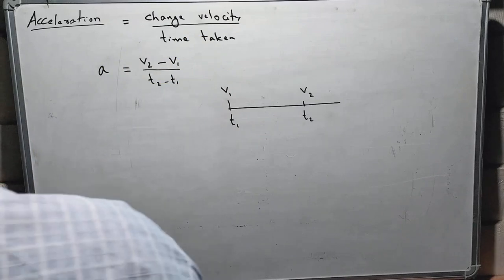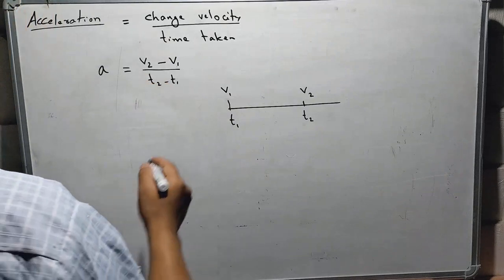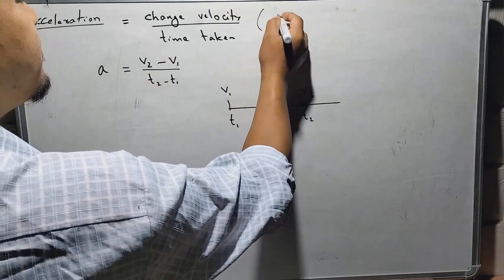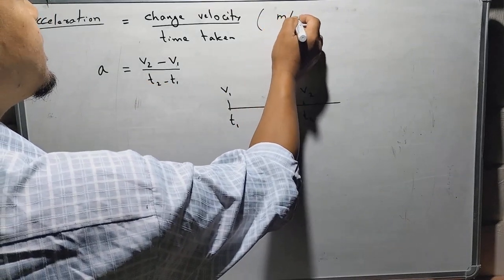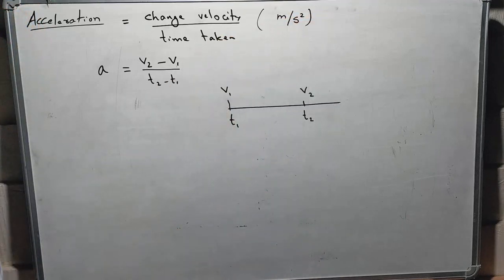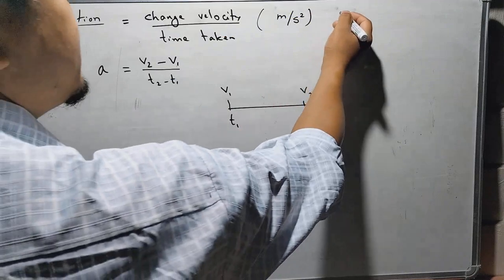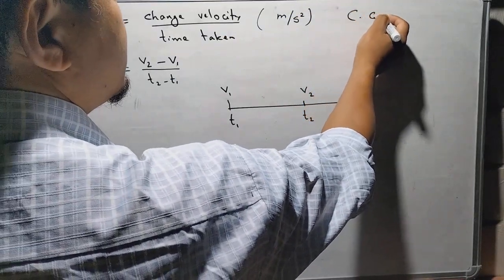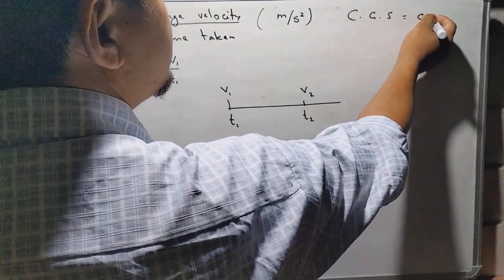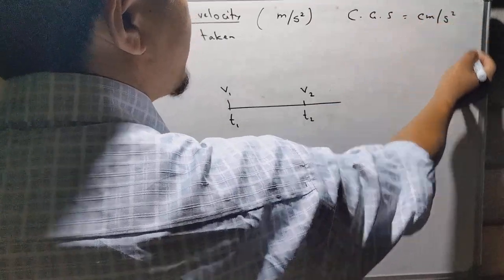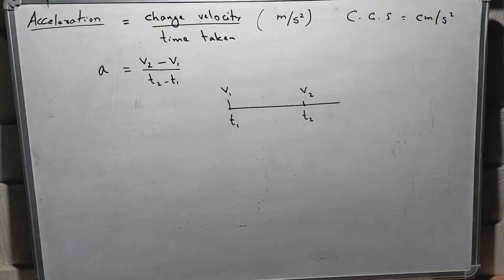Next, the SI unit of acceleration is meter per second square. This is the SI unit. And the CGS unit of acceleration will be centimeter per second square. Okay. Now, there are different types of acceleration.